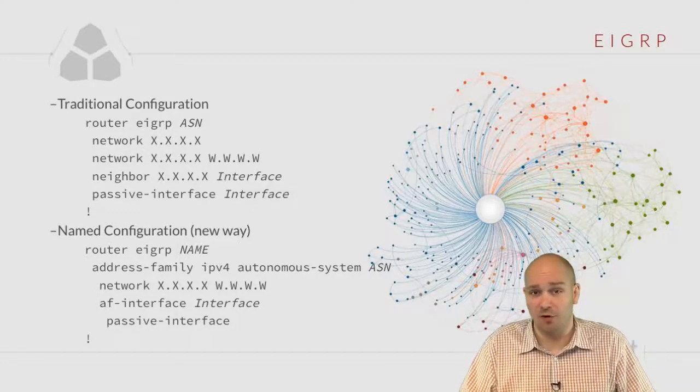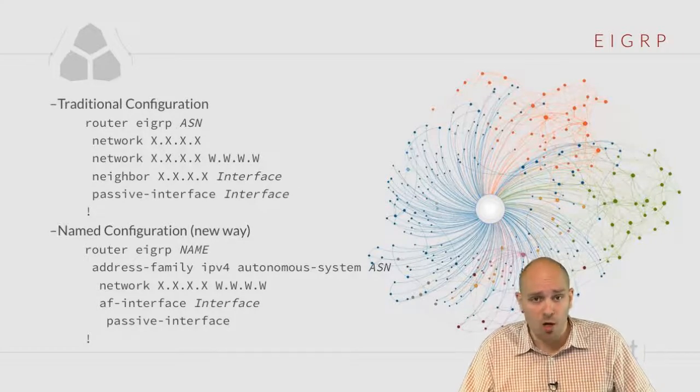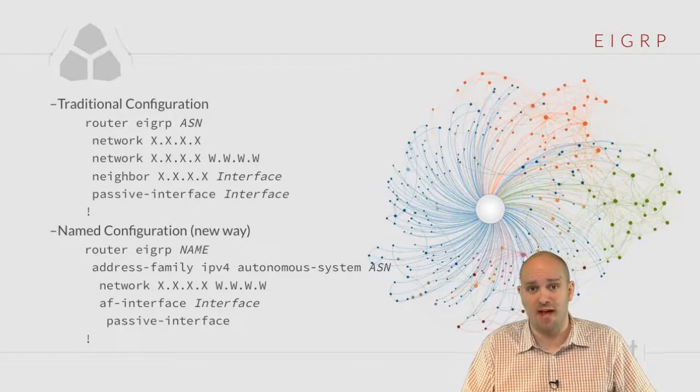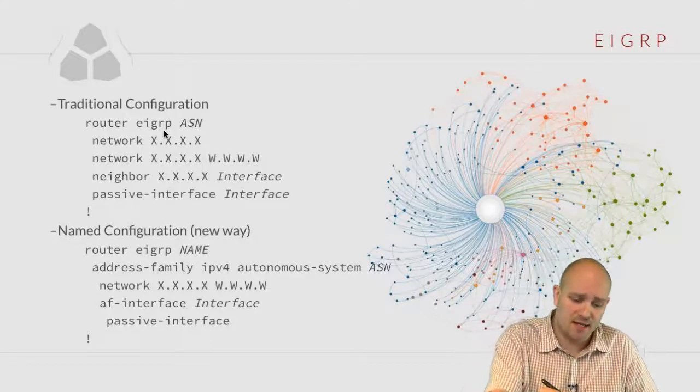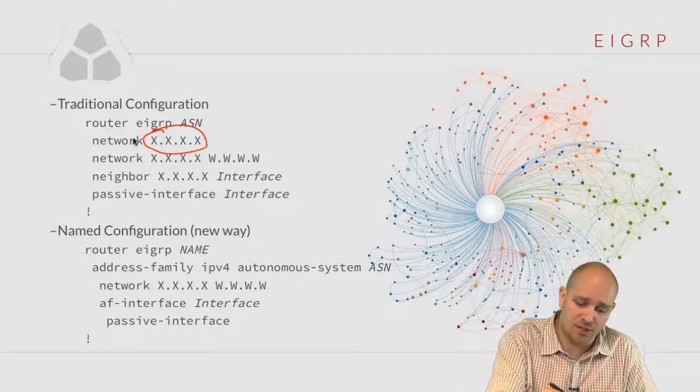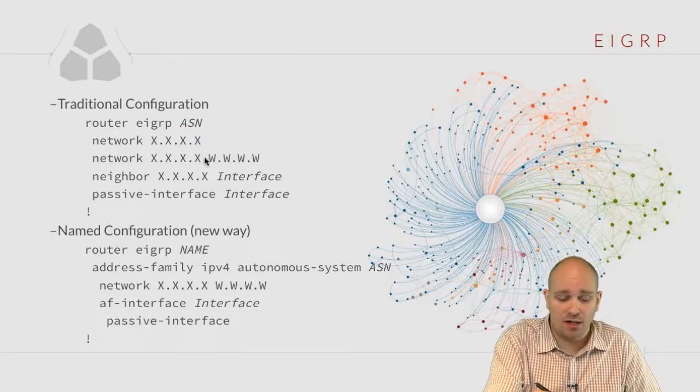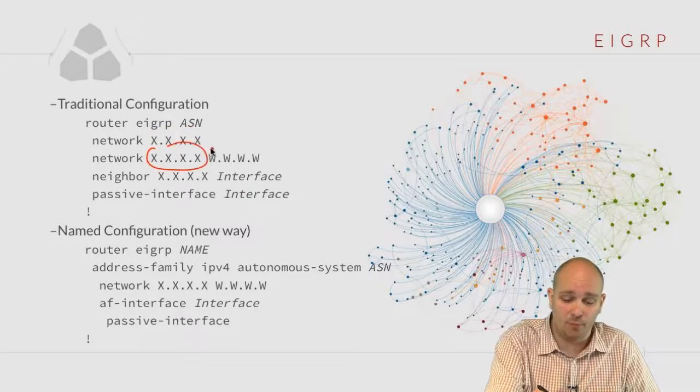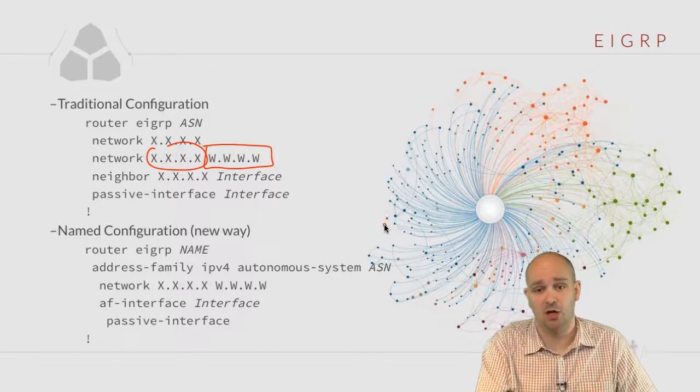The network statement for EIGRP comes in two forms. One is the classful network format, where we simply specify only the network on which EIGRP is going to run, and the other one is where we specify the network but also the wildcard mask.